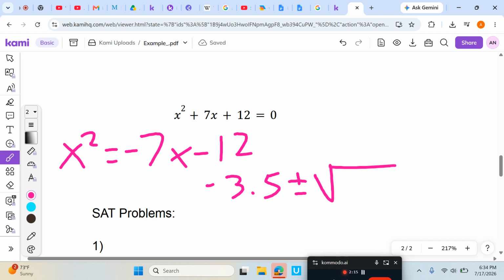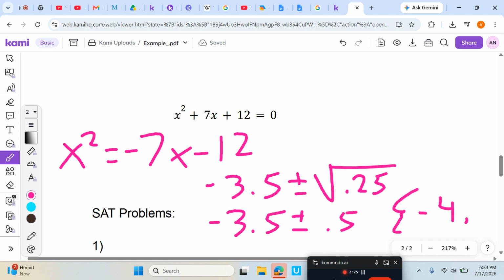So I have 12.25 minus 12, which is 0.25. What's the square root of 0.25? That's 0.5. Negative 3.5 plus or minus 0.5. I have negative 4 and negative 3, okay? So really efficient to get the roots. Okay, and it's pretty cool.